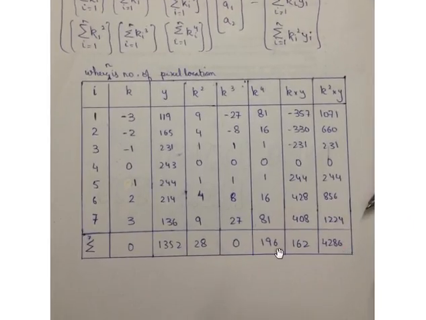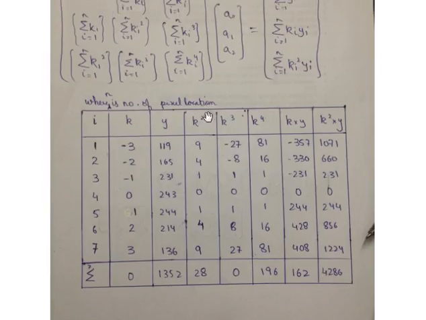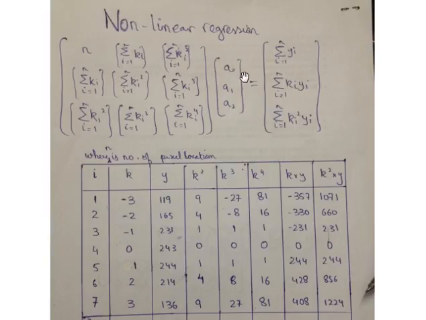We can have a quick look at the whole sigma row. Sigma y sums up to 52, while sigma k square sums to 28. Sigma k cube sums up to 0. Sigma k power 4 sums up to 196. And sigma ky sums up to 162, while sigma k square y sums up to 4286. All of these values need to be put here so that we can further calculate the values of a0, a1, and a2.